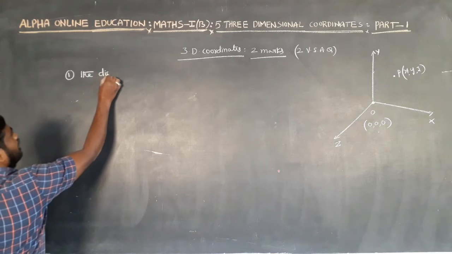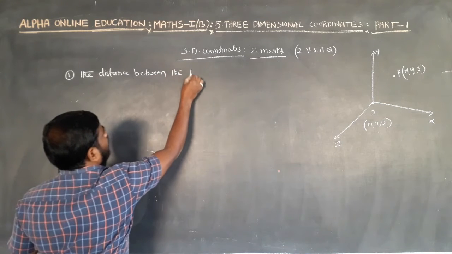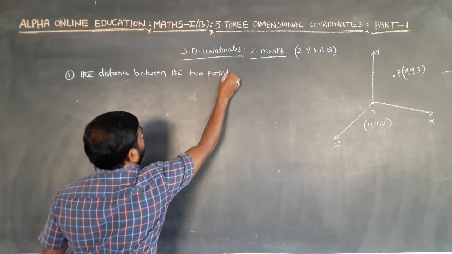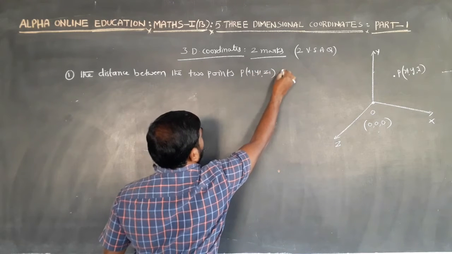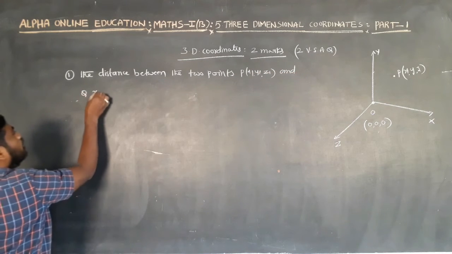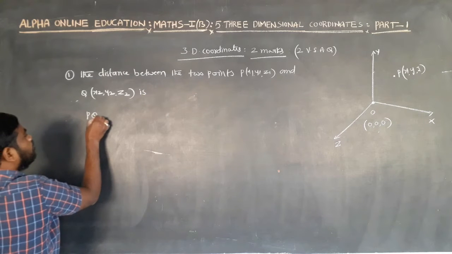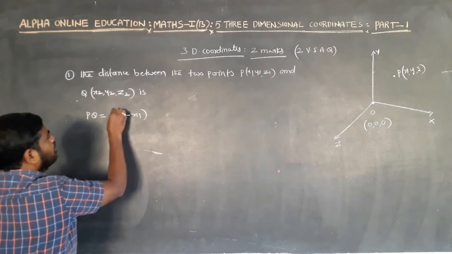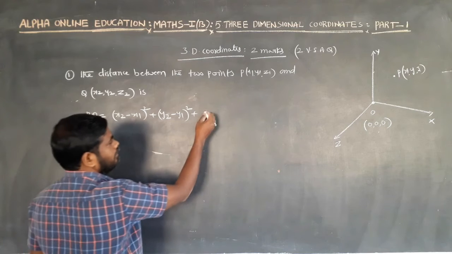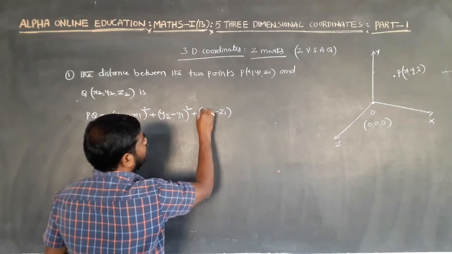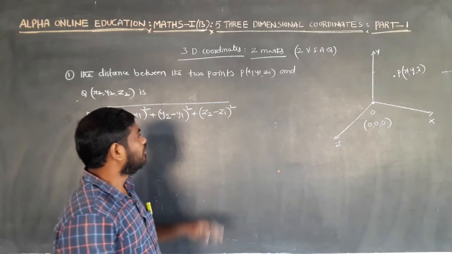The distance between the 2 points P(x1, y1, z1) and Q(x2, y2, z2) is PQ equal to under root of (x2 minus x1) whole square plus (y2 minus y1) whole square plus (z2 minus z1) whole square. This is the distance between the 2 points.